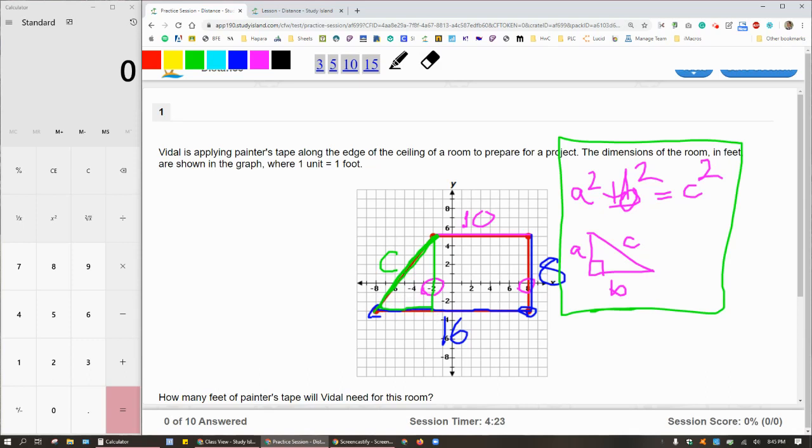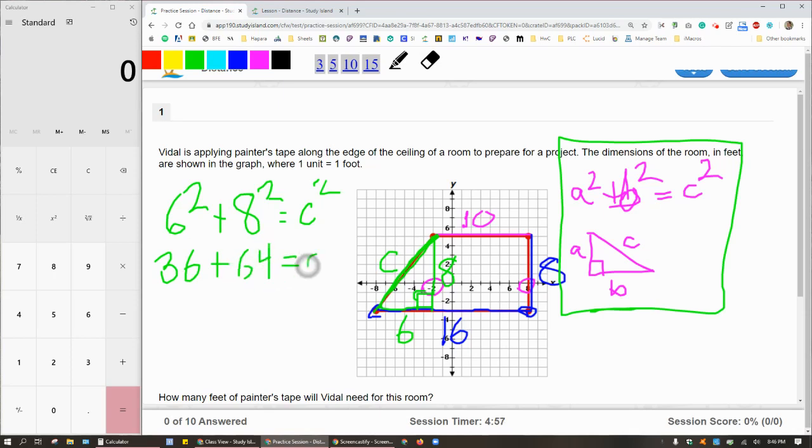So let's look at this green triangle. I just made a right triangle. It's a right triangle. This distance is 8. This distance is 6, because we can count from here. 1, 2, 3, 4, 5, 6. So I now have a right triangle with legs 6 and 8 and hypotenuse C. So let's plug that into the Pythagorean theorem. 6 squared plus 8 squared equals C squared. 6 squared is 36, so 36 plus 8 squared is 64 equals C squared.